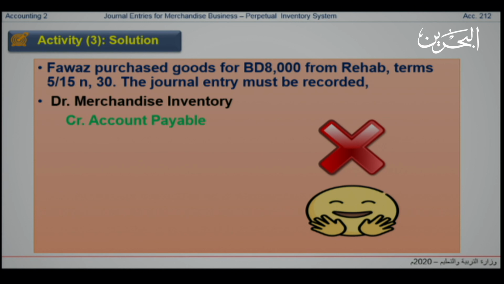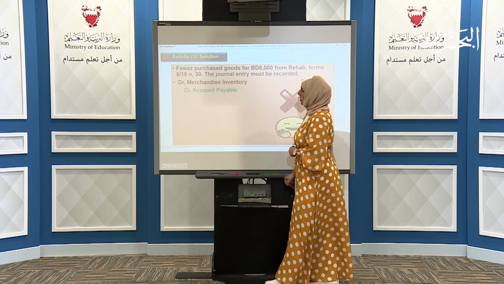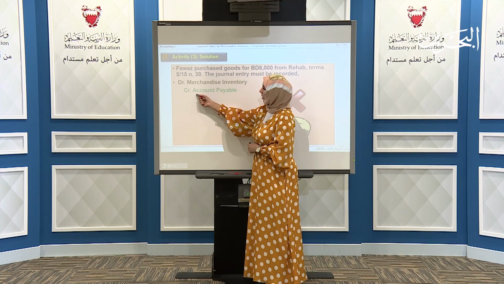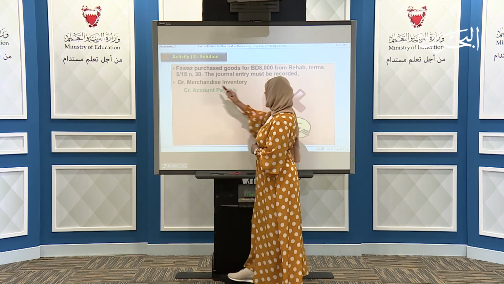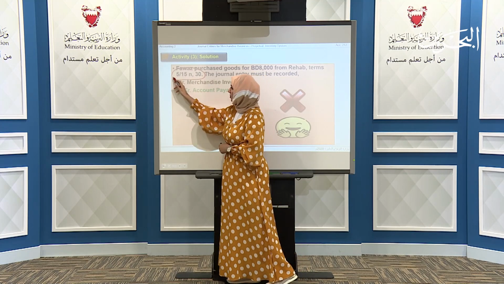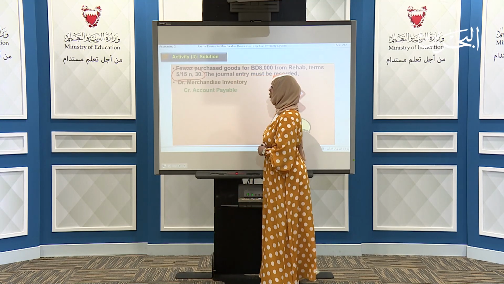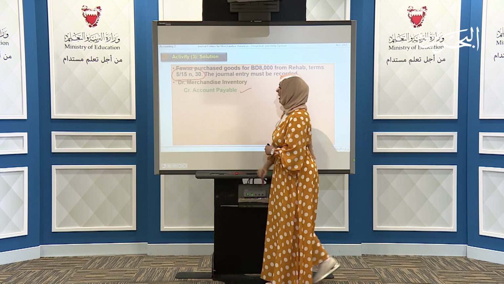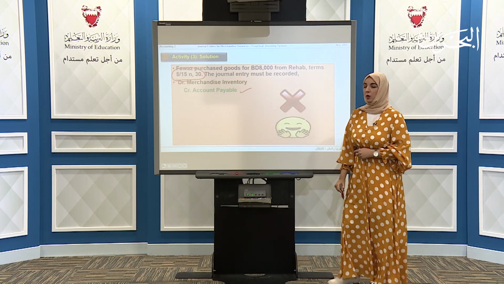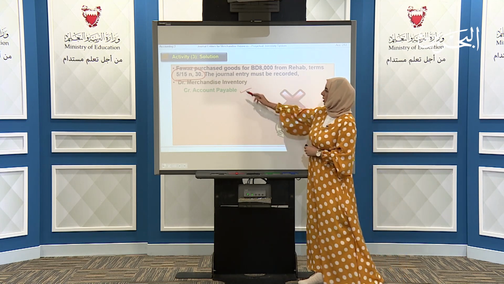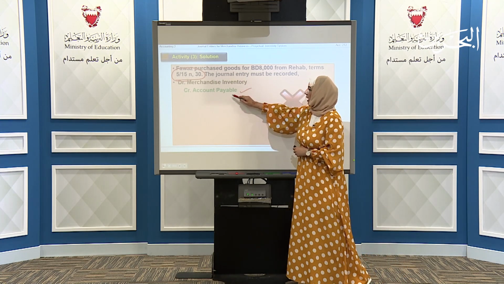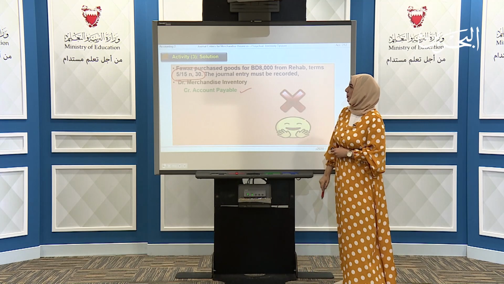Let us check our answer. It is wrong. Why is it wrong? Because they wrote cash on the credit side, but the purchase was on credit because of this term. So I should mention the liability that I have, which will be the accounts payable. So my general journal will be debit merchandise inventory and credit accounts payable.